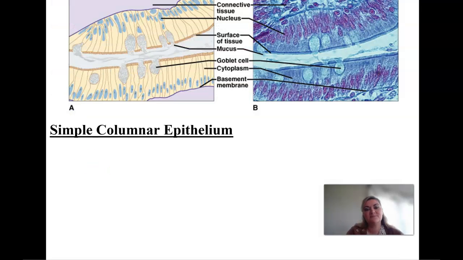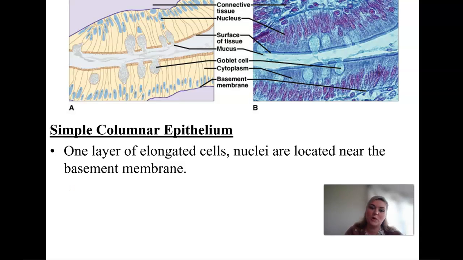Next, we're going to have our simple columnar epithelium. With these, it's going to be one layer of elongated cells. You'll see the nuclei are going to be located near to the basement membrane. Now, you will see some cells there within that do not have the microvilli on top, or it could be cilia on top. You see them down towards the openings there. Those are going to be goblet cells, and those goblet cells are going to be responsible for making things like mucus.